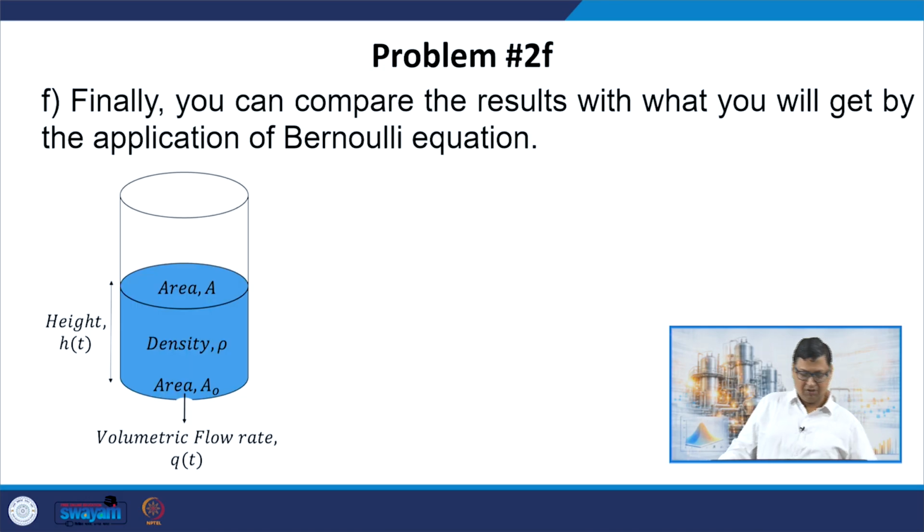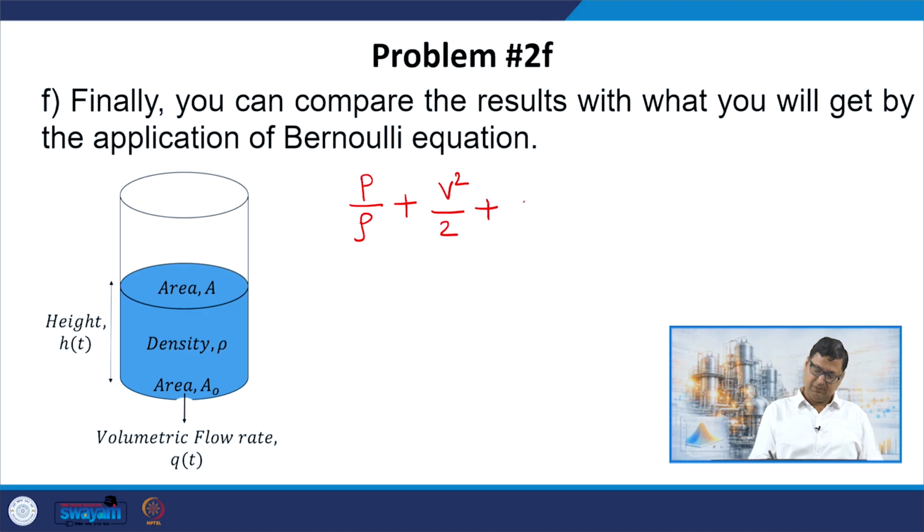Okay, so now finally I want to go back and compare that with what I get from the Bernoulli equation, right? So how do I apply the Bernoulli equation in this case? In the Bernoulli equation we have P by rho plus V square by 2 plus g z as constant. That is a statement of the Bernoulli equation.